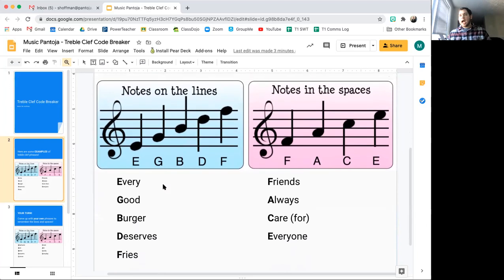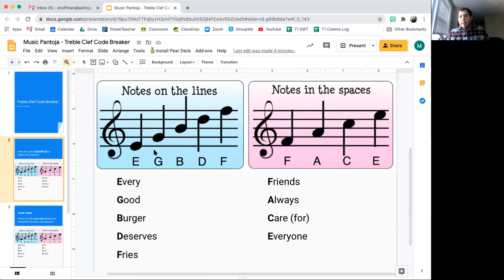So, for example, I have here my examples for the treble clef line notes from bottom to top. We have E, G, B, D, F. Now, when you get to my age and you've been doing music for a while, you just sort of remember that. But when you're still learning, and even sometimes when you are a professional, you need to remind yourself what the names of these line notes are: E, G, B, D, F. Well, I can come up with a sentence that uses each of those letters in order. My sentence is, every good burger deserves fries, which is true, right? Every good burger does deserve fries.